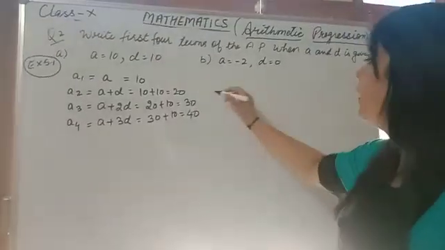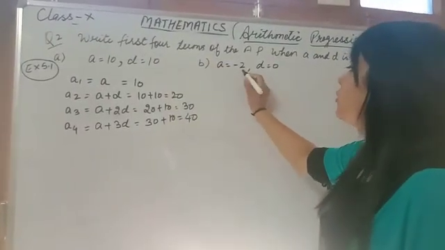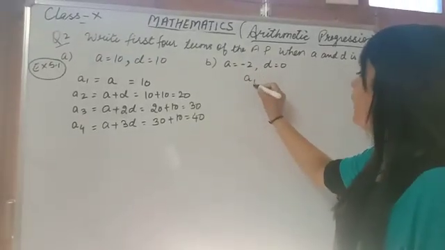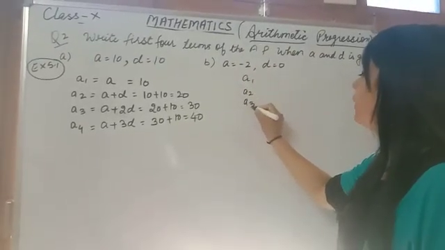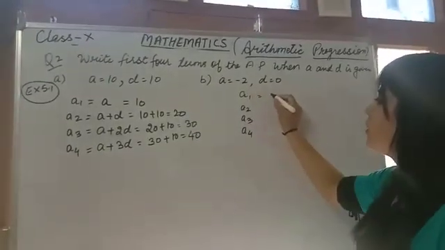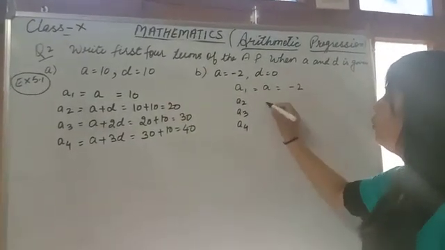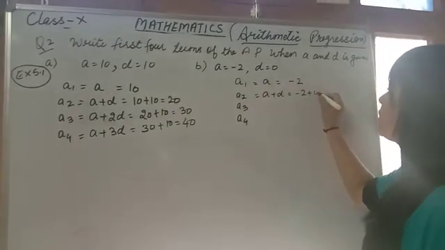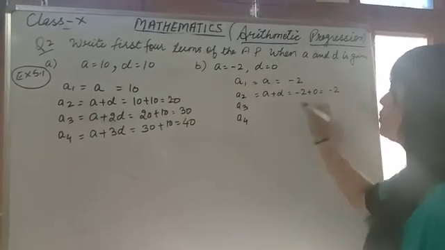Similarly we can do the second part, when a is equal to -2 is given and d is equal to 0. We have to find a1, a2, a3, a4. Four terms we have to find. a1 is equal to a, and that is -2. a2 is a plus d, that means -2 plus 0, this is -2.